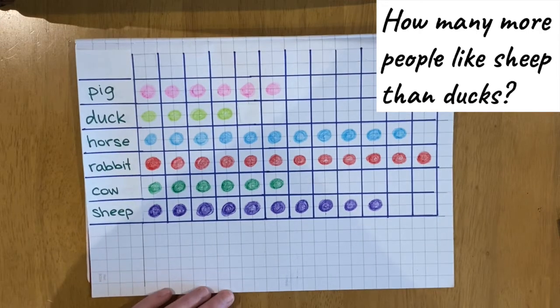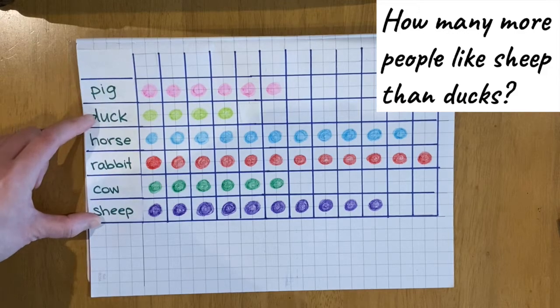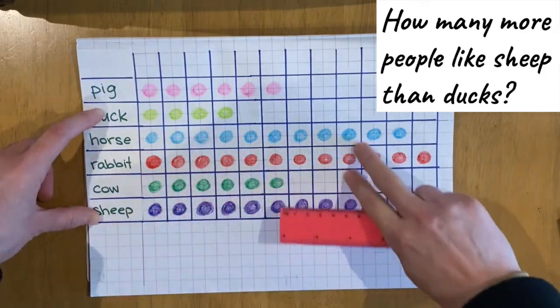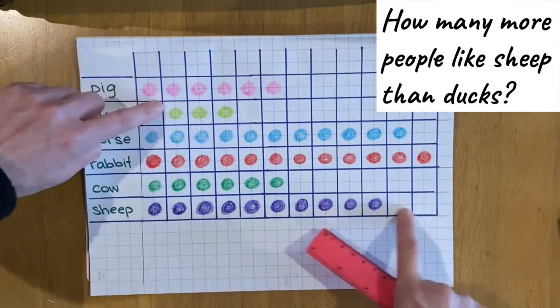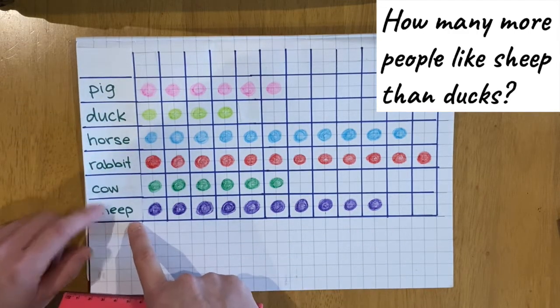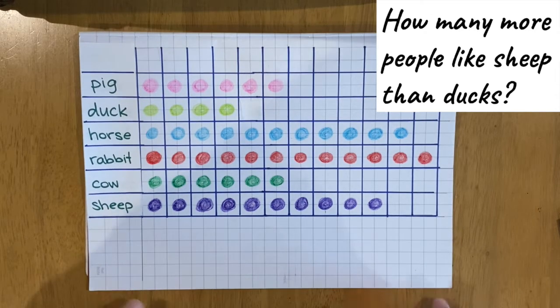How many more people like sheep than ducks? Sheep and ducks. This one's a bit trickier because we have some animals in the way, but we're only looking at these two sections here. This is the bit that we're looking at. How many more people like sheep than ducks? Pause the video, look at the screen. What do you think?